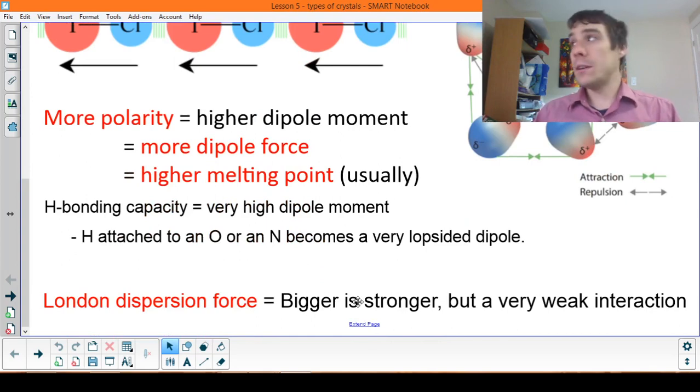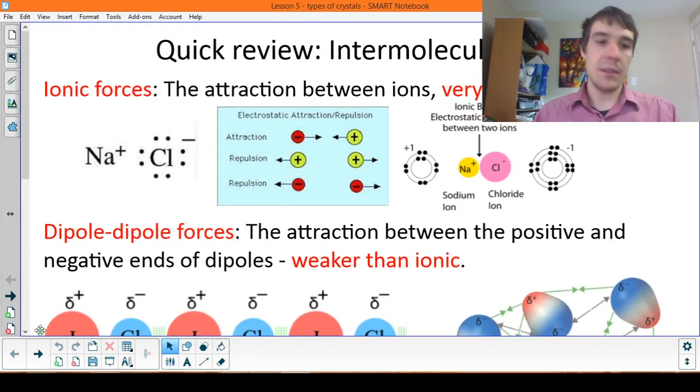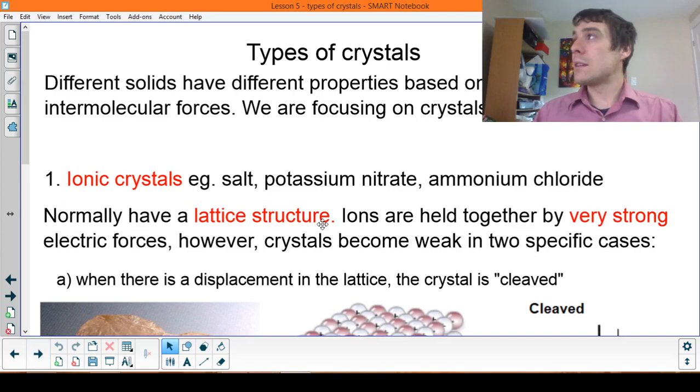Right? Water has hydrogen bonding capacity, boils at 100 degrees. You have to get up to heptane to get near water's boiling point. So that's 7 carbons and 16 hydrogens together to match just 1 oxygen and 2 hydrogens. That's a review of intermolecular forces. Talk about types of crystals.